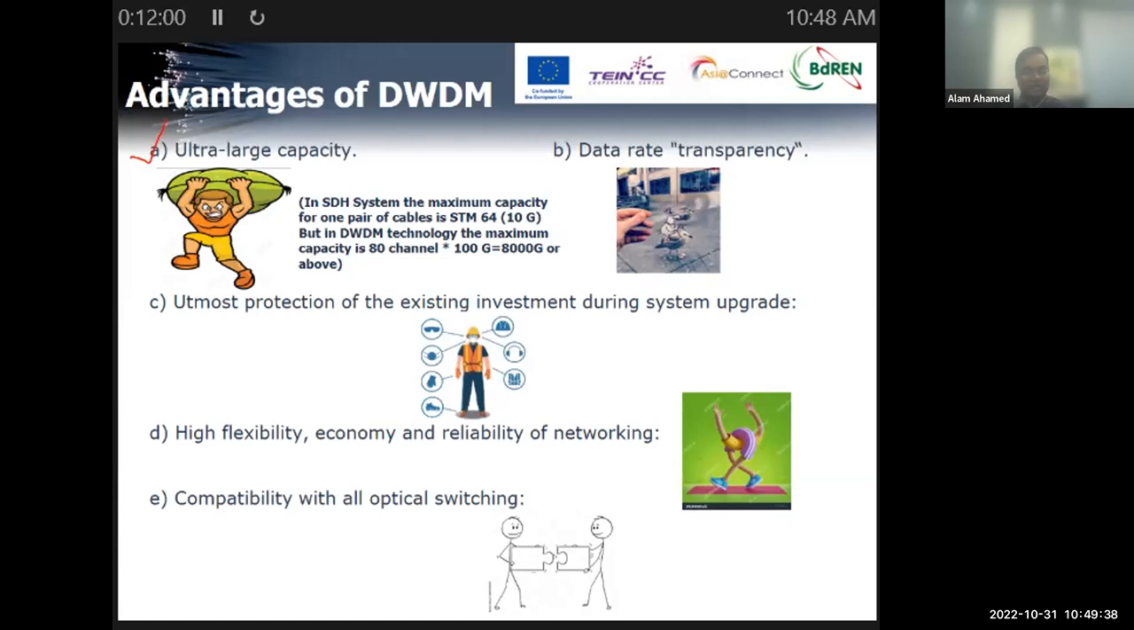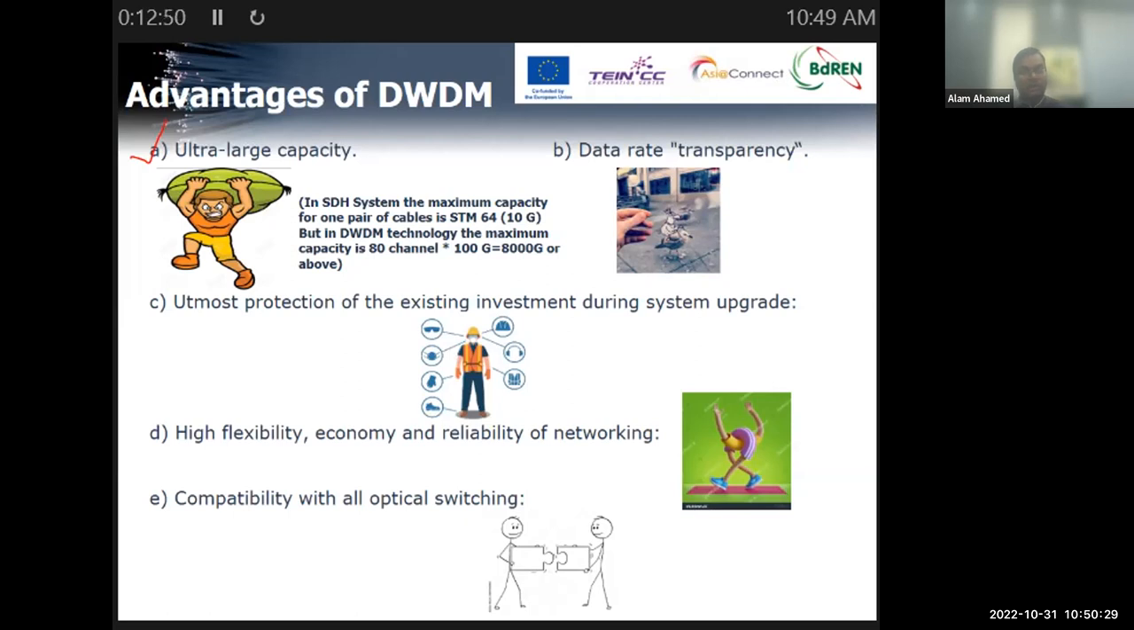The third advantage of DWDM is the protection of existing investment during system upgradation. During the expansion and development of the network, it is an ideal approach to implement capacity expansion without the need to rebuild the optical fiber cable, and only replace the optical transmitter and receiver. That means if you have a fiber between Dhaka and Rajshahi, you do not need to change all the fiber. You only change the two side equipment.